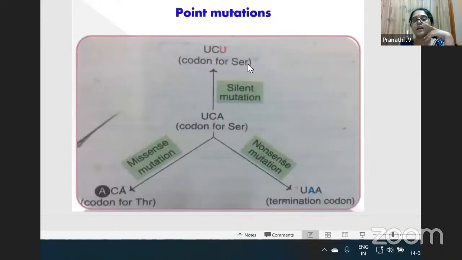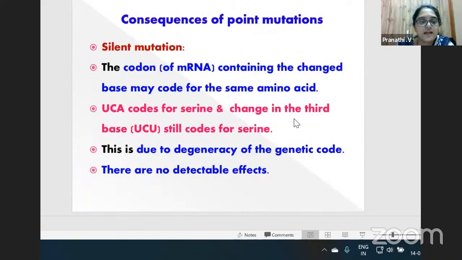So instead of coding for a serine, a different kind of amino acid is going to come into place. So you have silent mutations also, and you have missense and nonsense mutations that take place. In the case of single base substitution, like I told you, point mutation, transition and transversion are the two types. And then you have missense mutation, wherein the nucleotide alters the codon so that the amino acid that is produced is not the same that has to come.